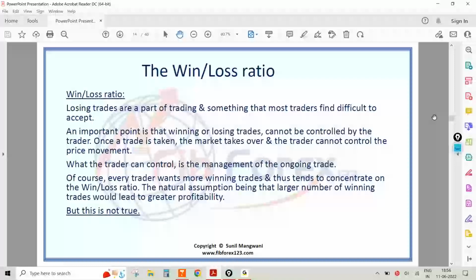So, losing trades are definitely a part of trading and something which most traders really find difficult to accept. Now, important point, and you and I are aware of this simple fact, that you cannot control a trade. Once you are in a trade, the market takes over and you cannot control the price movement. You may be right in your analysis, you may be incorrect in your analysis, but the market takes over completely. What you can control is the management of the ongoing trade, right? So this is where your risk management policies come in.